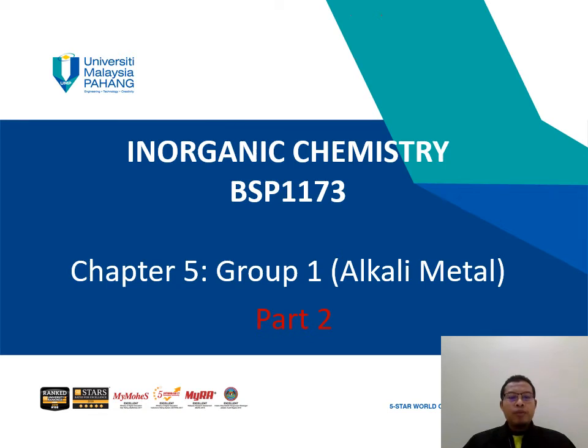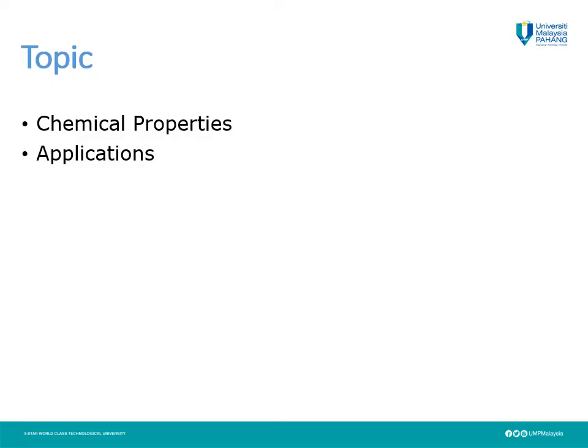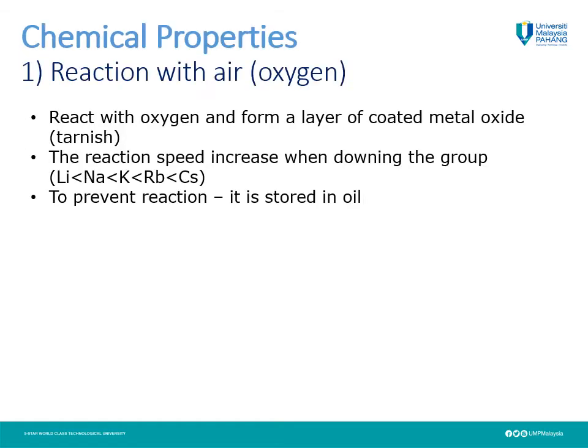In this video, we will discuss Chapter 5, Group 1 Alkali Metal, Part 2. In this topic, we're going to discuss the chemical properties and some applications of Group 1. On the chemical properties, we're going to look at the reactions of Group 1. The first reaction is reaction with air or oxygen.